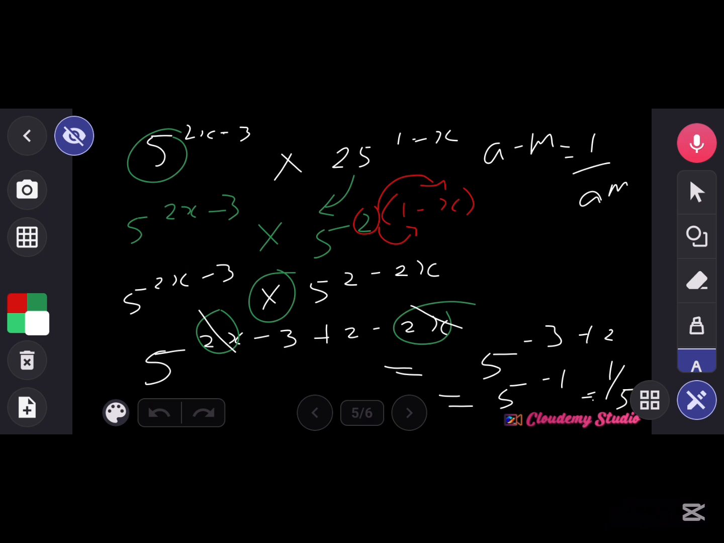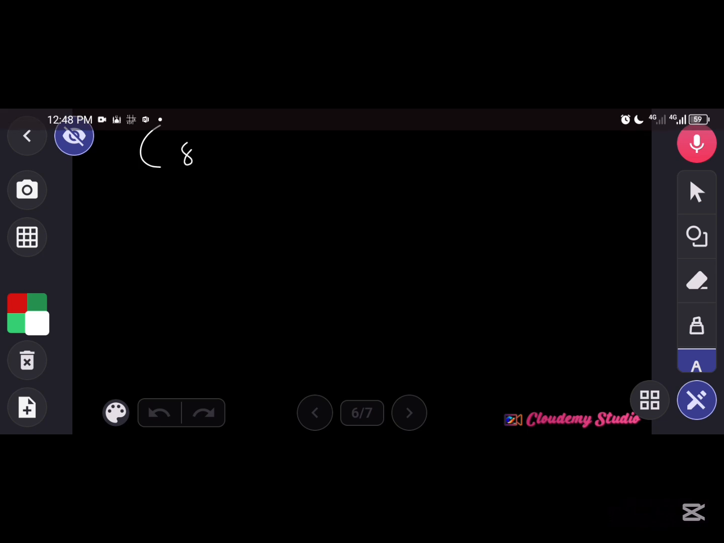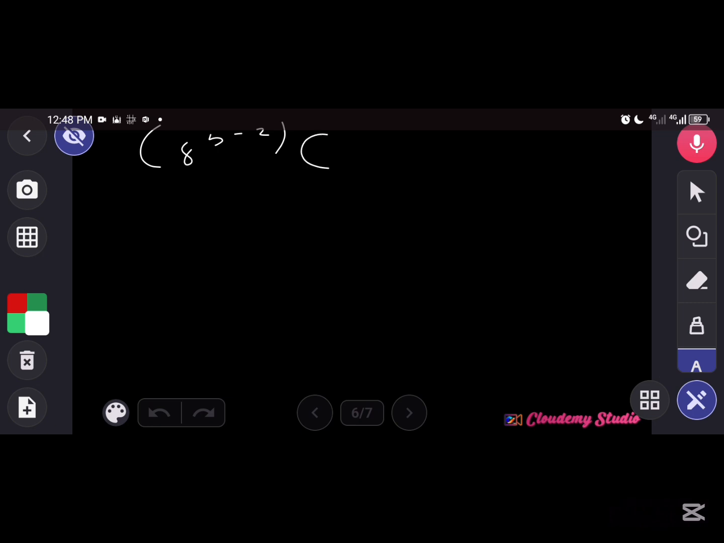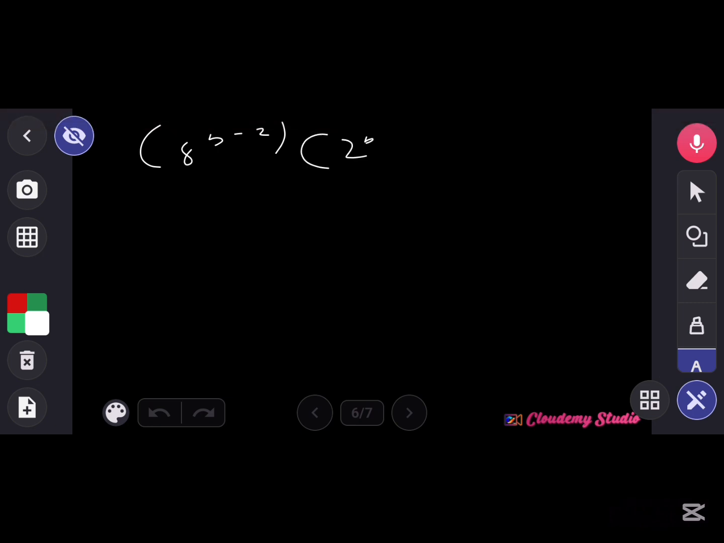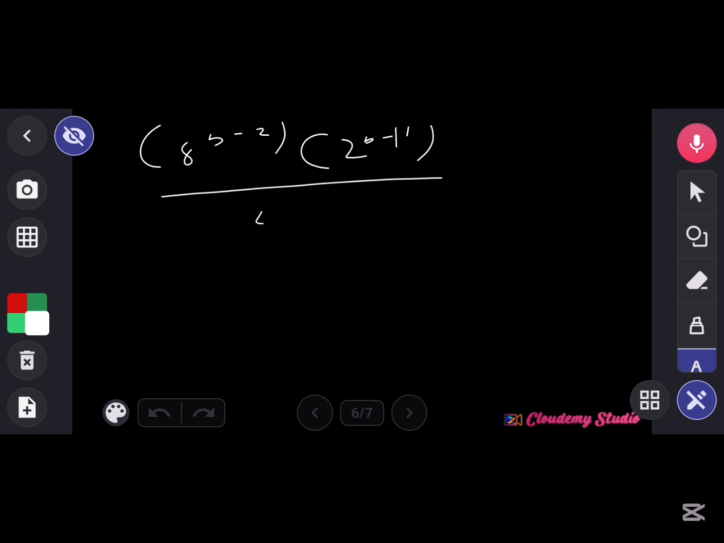Now, moving on to the last question that we have there. We have the question to be, open the brackets, it's b minus 2, open the brackets, 2b plus 1, everything divided by what? Everything divided by 4 raised power 2b minus 3.